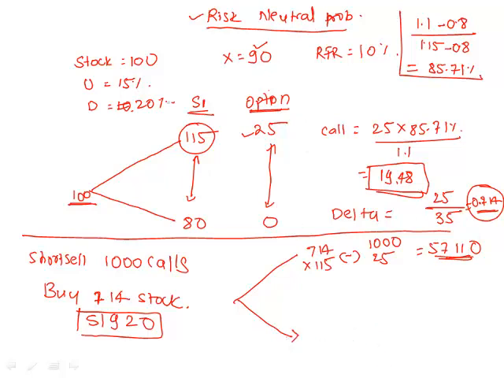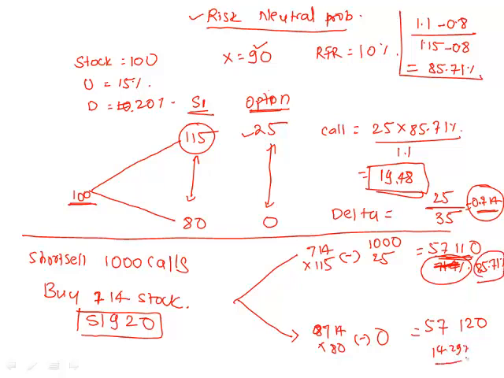If it reaches the bottom node, the stock is 80. So 714 stocks into 80 each, and liability of 0 because the option is out of the money. 57120. There is an 85.71% chance that the value of the portfolio would be this much, and a 14.29% chance that the value of the portfolio would be this much. Let's calculate a probability weighted average value. 57110 into 0.8571 plus bracket open 57120 into 0.1429 bracket close equal to, how much is that? 57111. So the weighted average value of my portfolio 1 year from now is 57111.